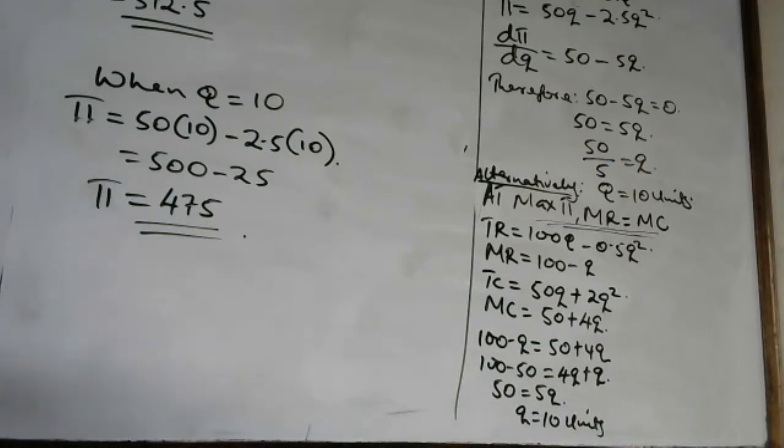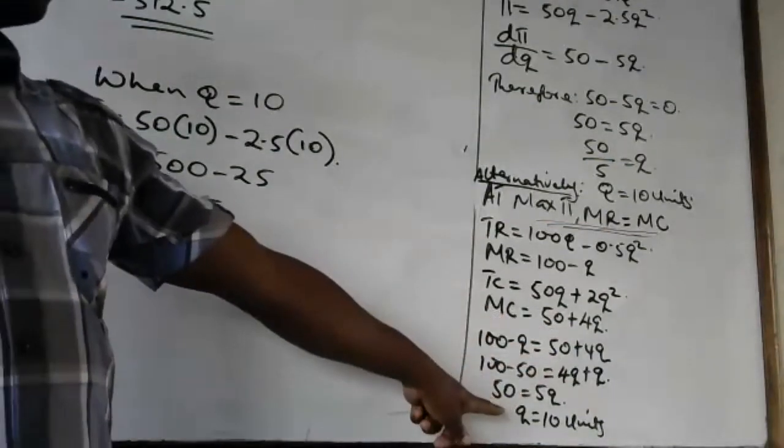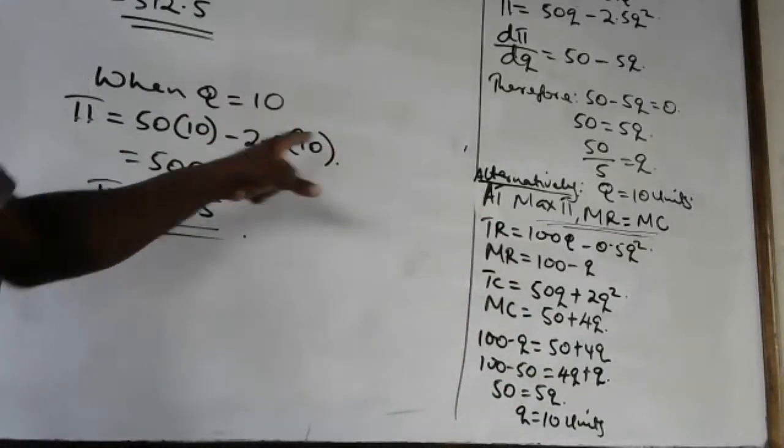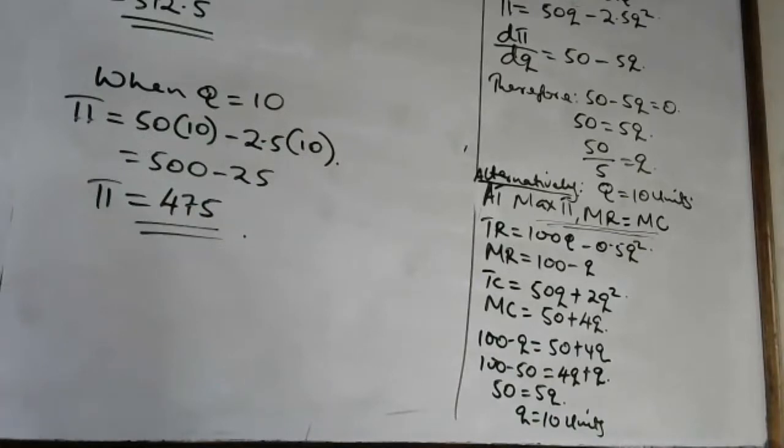So if you are told to get the maximum profit, it is as simple as this. The number of units that maximizes profit, you substitute that in the profit function so that you can get the value for pi when Q is those number of units that you have identified to be the ones that will maximize the profit. That is all that is required.